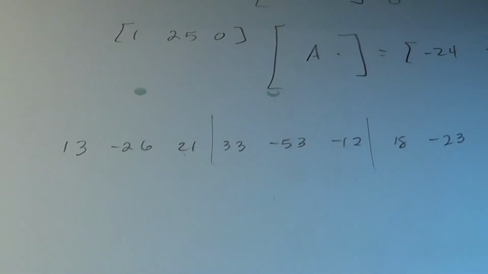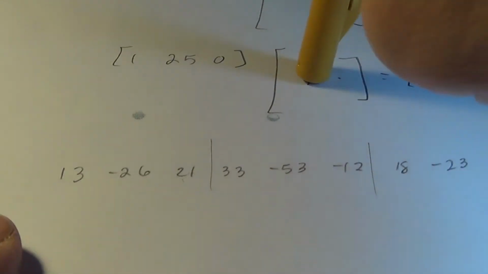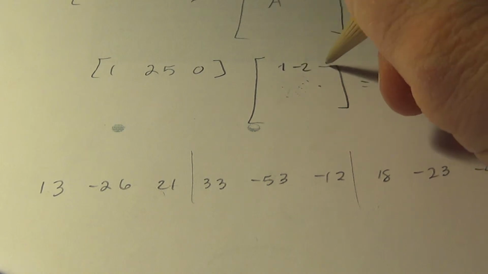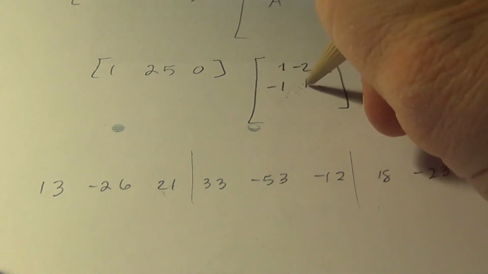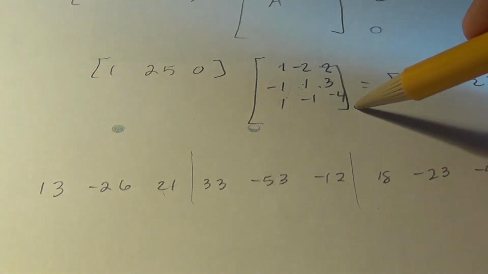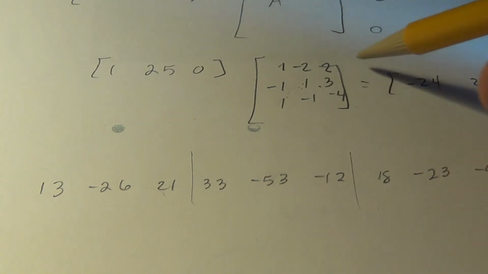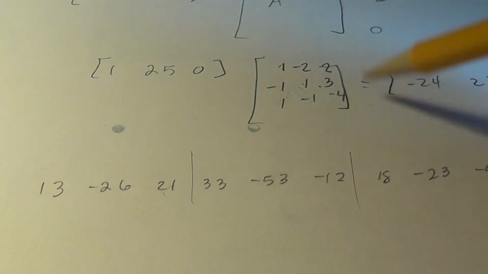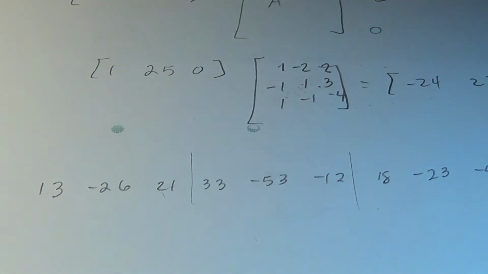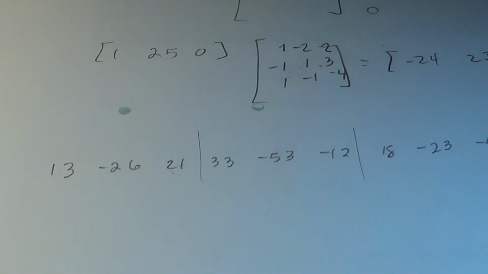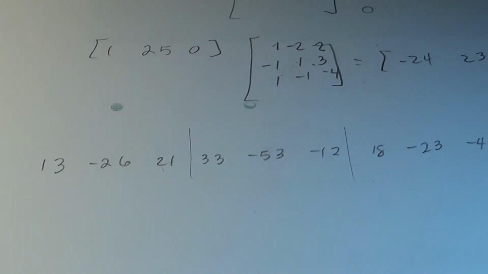So matrix A originally was, I'll write it up here, 1, negative 2, 2, negative 1, 1, 3, 1, negative 1, negative 4. This is a fairly decent one to find the inverse of. You would add the augmented matrix 1, 0, 0, 0, 1, 0, 0, 0, 1, and then use reduced row echelon form until you come up with it. So we've had that a number of times by now. So I'm going to give you the inverse.